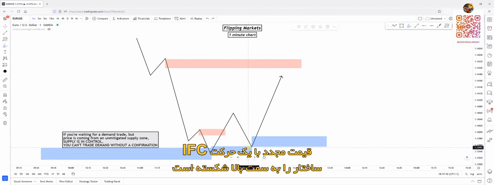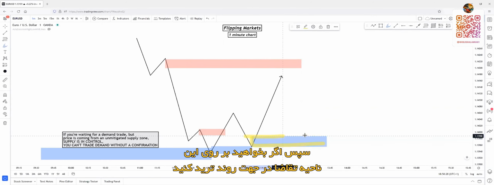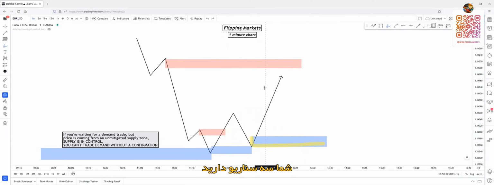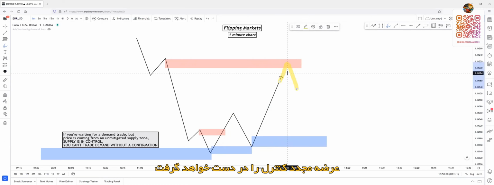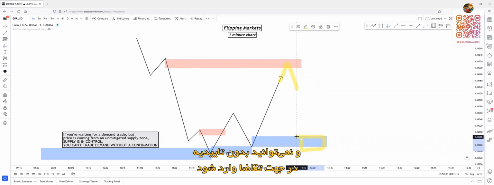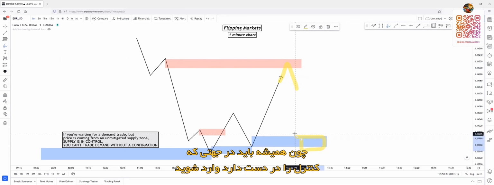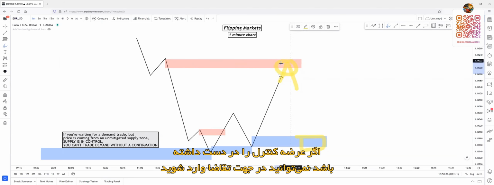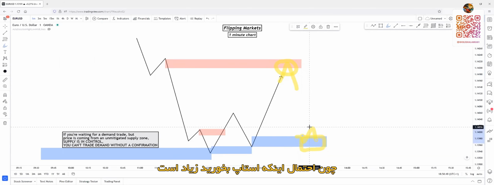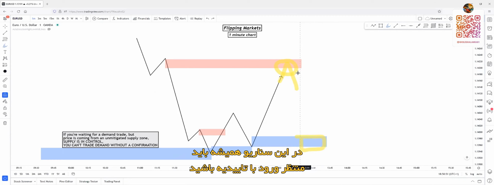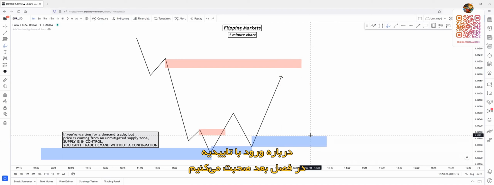After the tap of this freshly formed demand zone, price created a break of structure again to the upside with inefficient movement. Okay, after this, if you want to execute a demand trade here and follow the trend, you have three possible scenarios. If price taps into a supply zone, comes up here, reverses, then supply will be in control again, and you can't execute a demand trade without any confirmation because you always want to trade the controlling side of the market. And if supply is in control, you can't open a demand trade because there will be a high chance for you to get stopped out. So in this case, you should always wait for confirmation entry. We will talk about confirmation entries in the next unit.